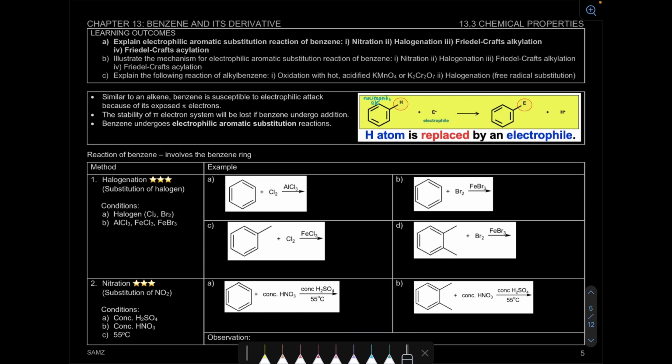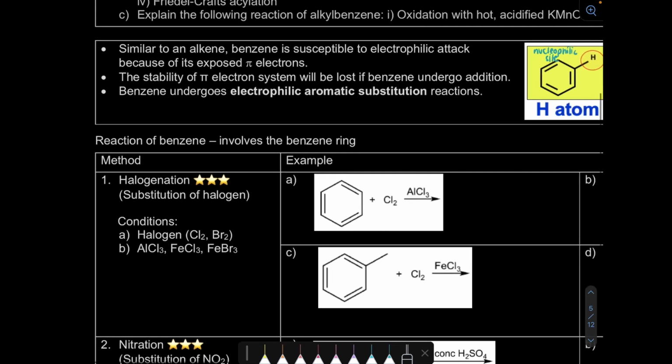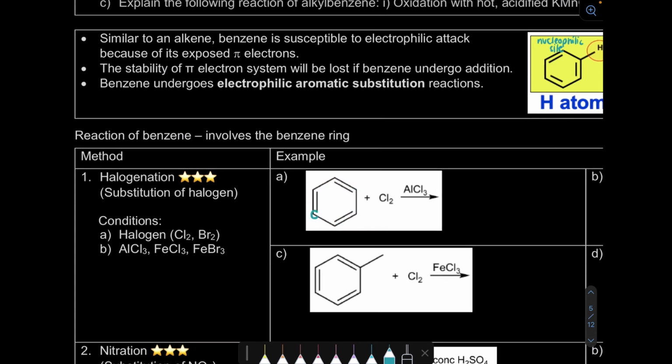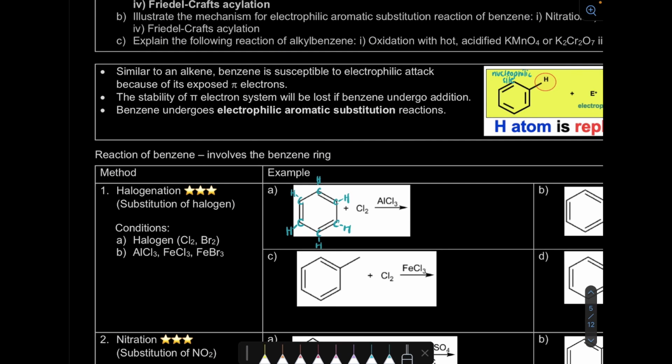Okay, so let's look for the first case. Halogenation, the substitution of halogen. So when we look here, benzene ni kan ada carbon, ada 6 carbon here. When we count, we only have 3 bond. So maknanya satu tu adalah CH bond lah. So kalau misalnya buat expanded, so maknanya we have C6H6.